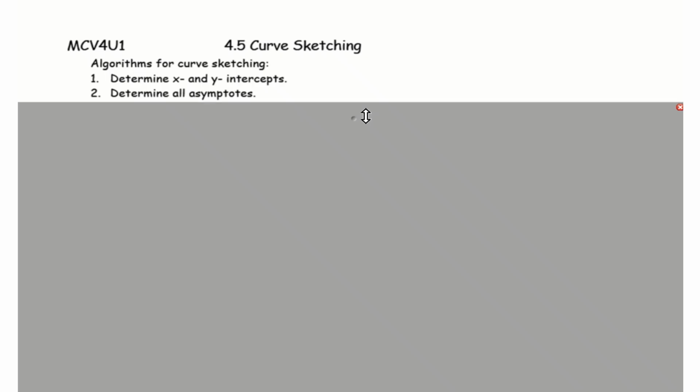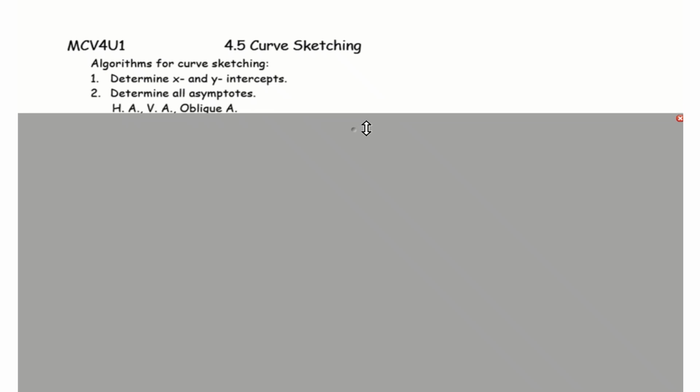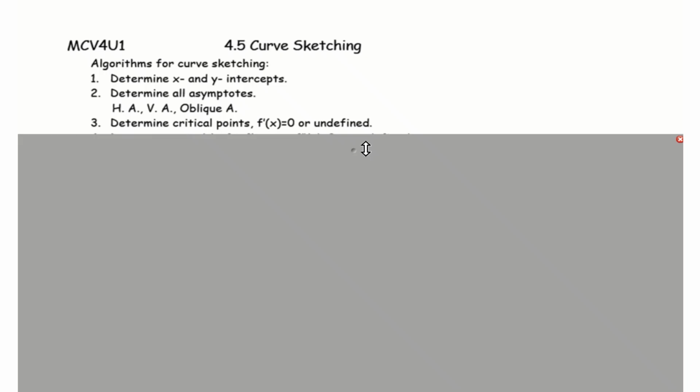We could use a limit to find the horizontal or oblique asymptotes, and use the zeros of the denominator to find the vertical asymptotes. And if there are common factors in the numerator and the denominator, we can solve for the zeros of that common factor. That point is a hole, not a vertical asymptote. And also we want to find the critical points, f prime equals 0 or undefined, where we may have a local maximum or a local minimum.